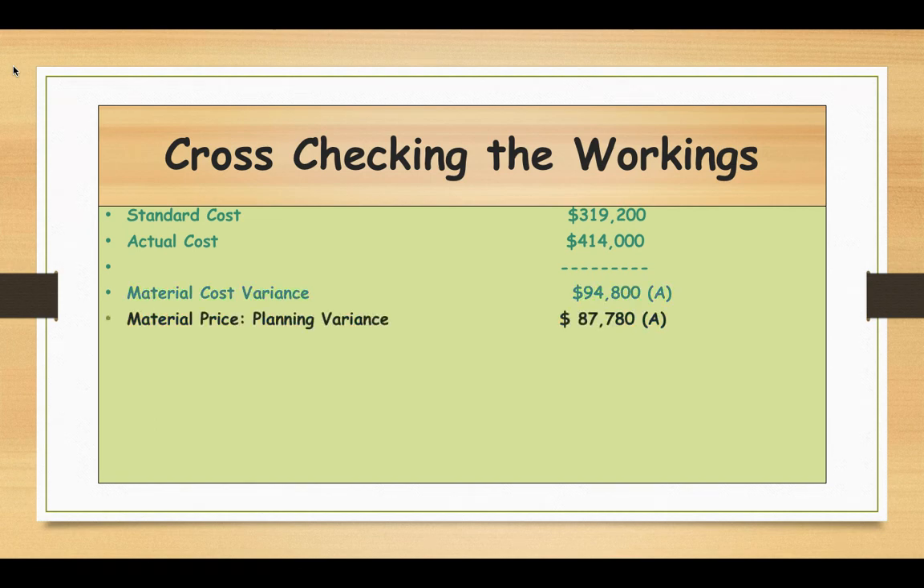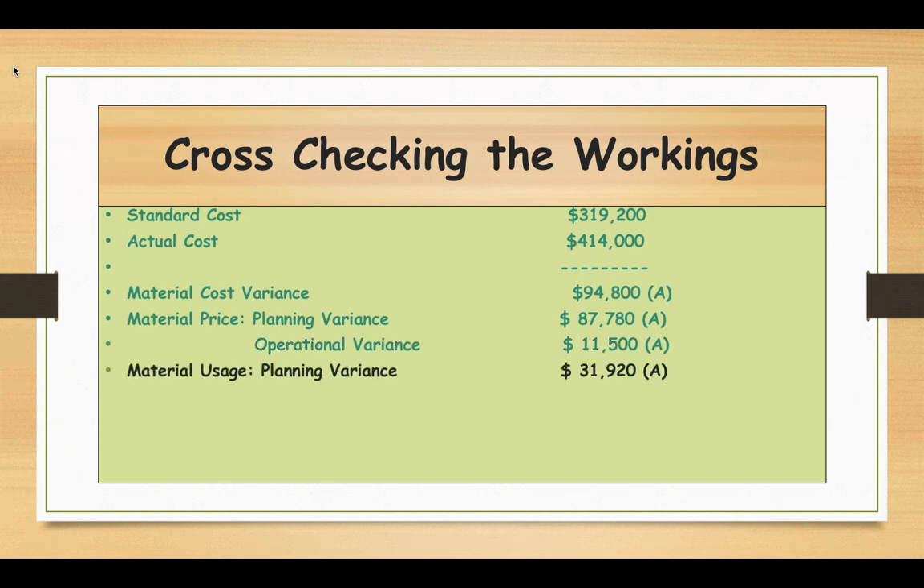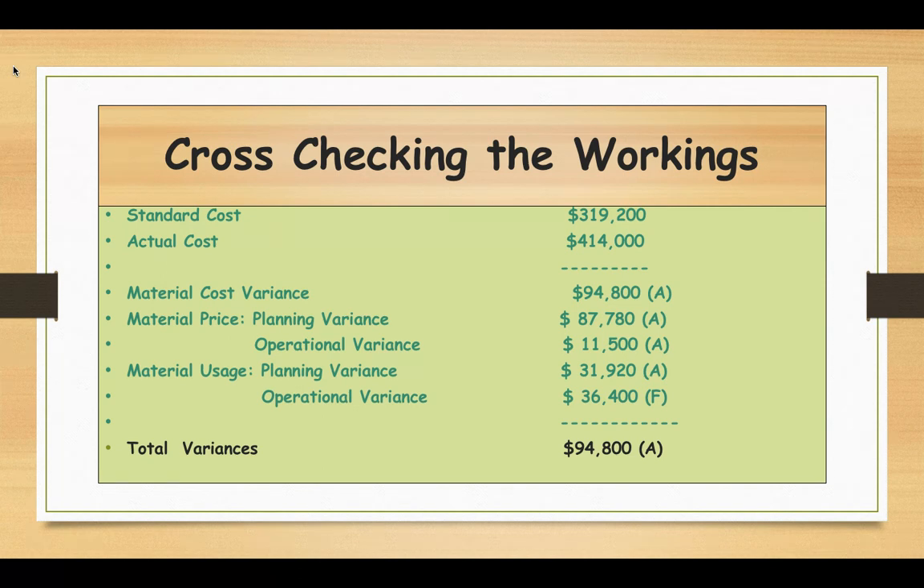The price planning variance is $87,780 adverse. Operational variance $11,500 adverse. Material usage planning variance $31,920 adverse. And material usage operational variance $36,400 favorable. So when we add all these, it's adding up to $94,800 adverse. So our calculations are perfect.